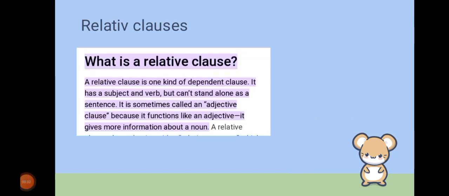Relative clauses. What is a relative clause? A relative clause is one kind of dependent clause. It has a subject and verb, but cannot stand alone as a sentence. It is sometimes called an adjective clause because it functions like an adjective. It gives more information about a noun.